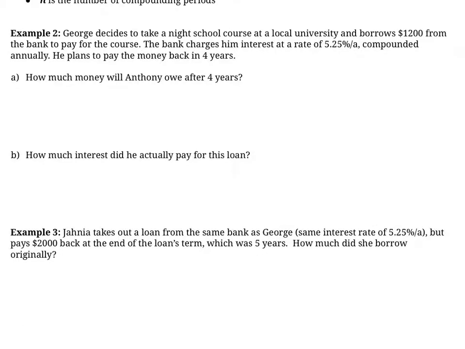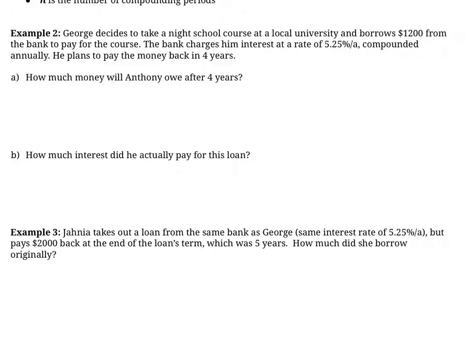So let's take a look at our first example. It says George decides to take a night school course at a local university and borrows $1,200 from the bank to pay for the course. The bank charges him interest at a rate of 5.25% per annum, where "a" stands for per annum, which stands for per year. So write that down if you need to remember.